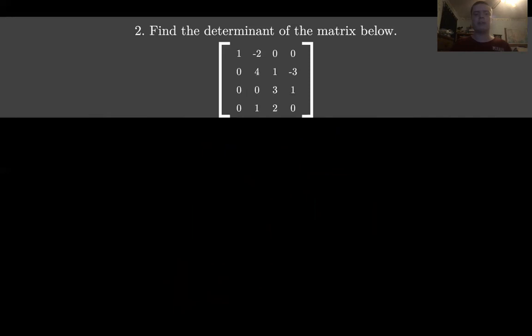Problem 2 asks us to find the determinant of this 4 by 4 matrix. So in order to do that, we need to use Laplace expansion. So here is our cofactor matrix, and we are going to expand based on column 1, taking advantage of all of those zeros in there, which will make computations easier.